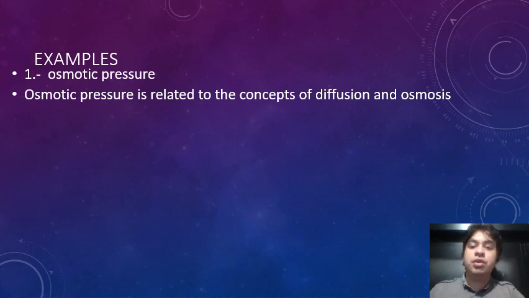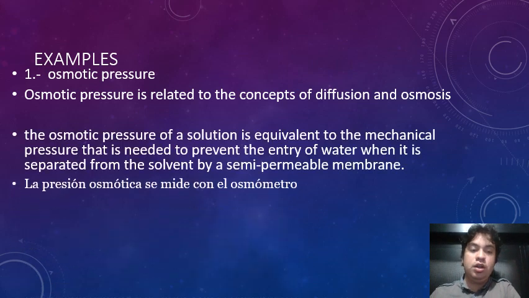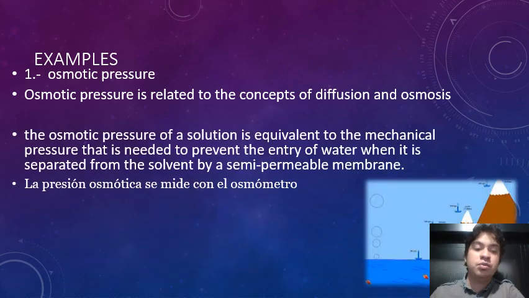The solute exerts osmotic pressure when faced with the solvent, if it cannot pass out of the membrane that separates them. We can say that the osmotic pressure of a solution is equivalent to the mechanical pressure that is needed to prevent the entry of water when it is separated from the solvent via a semi-permeable membrane. And the osmotic pressure we can see with the osmotic osmometer.